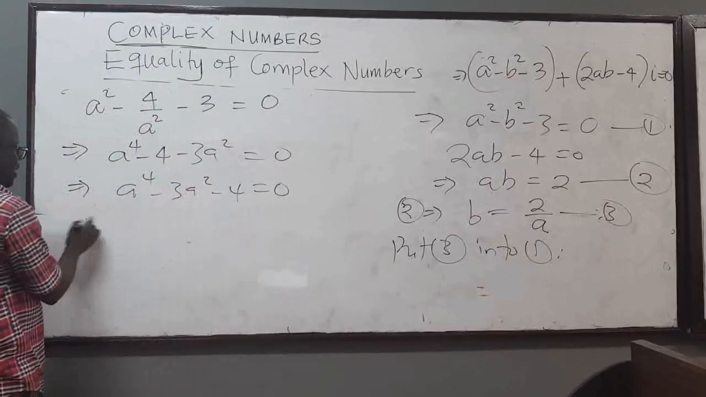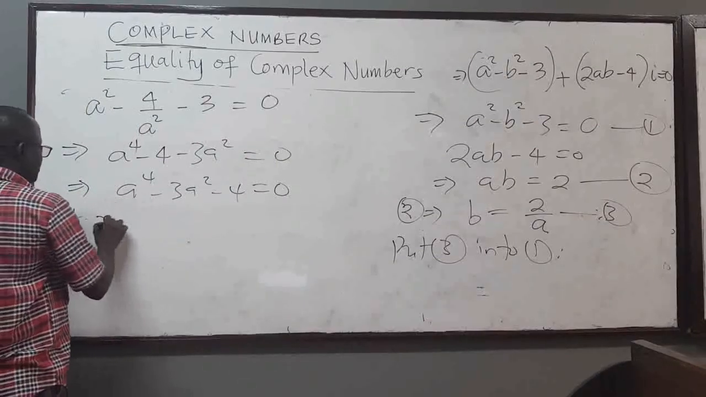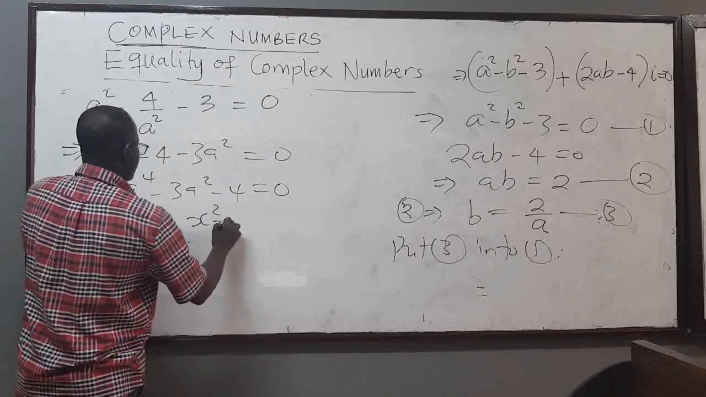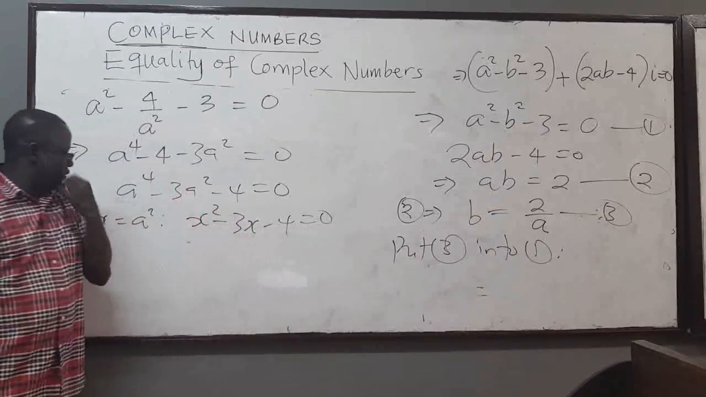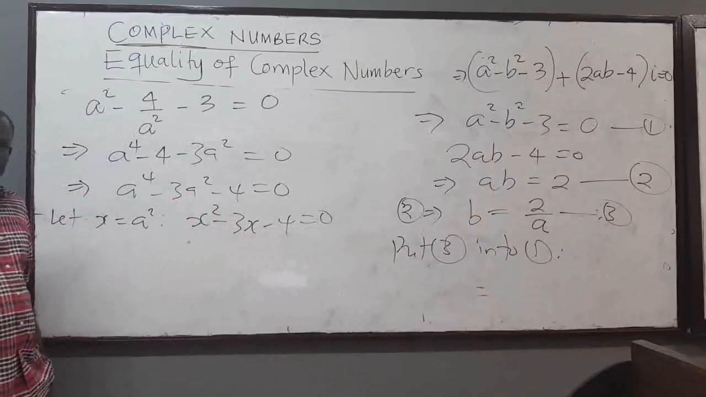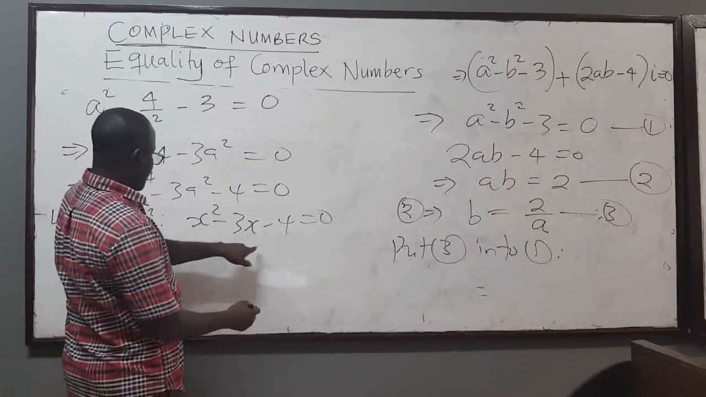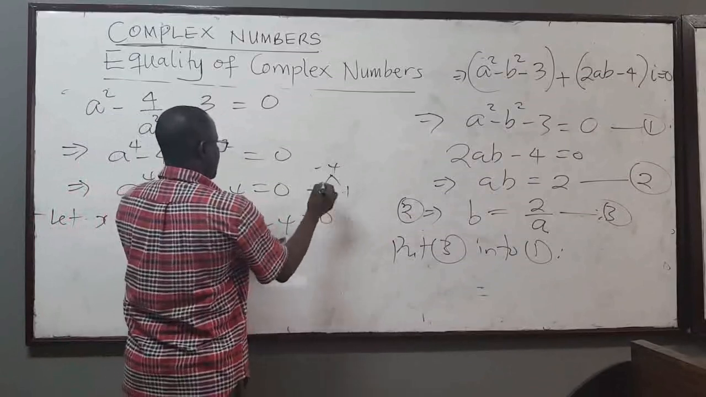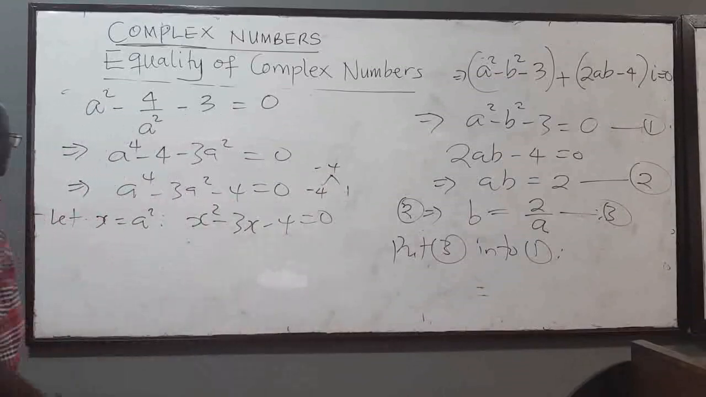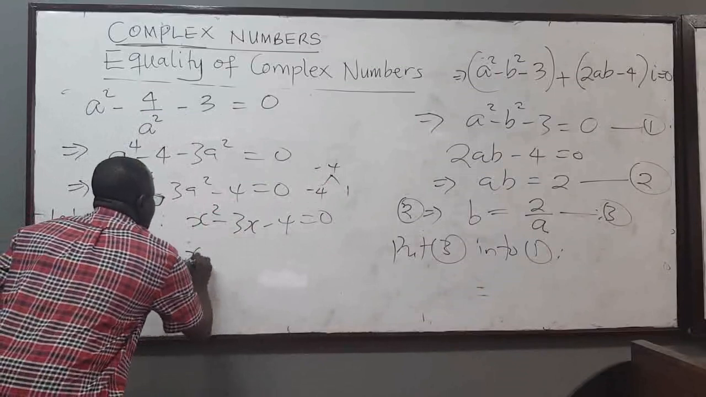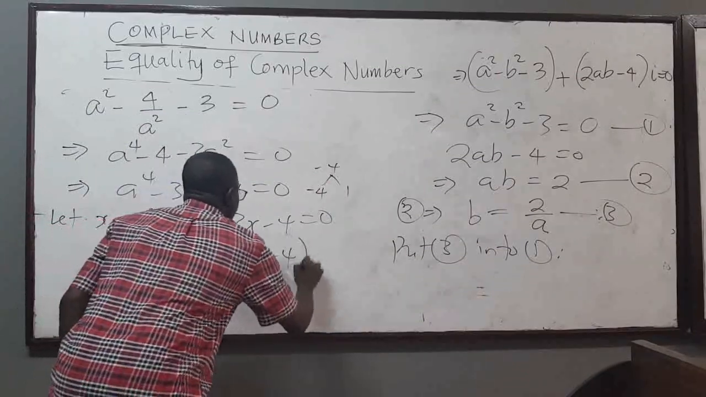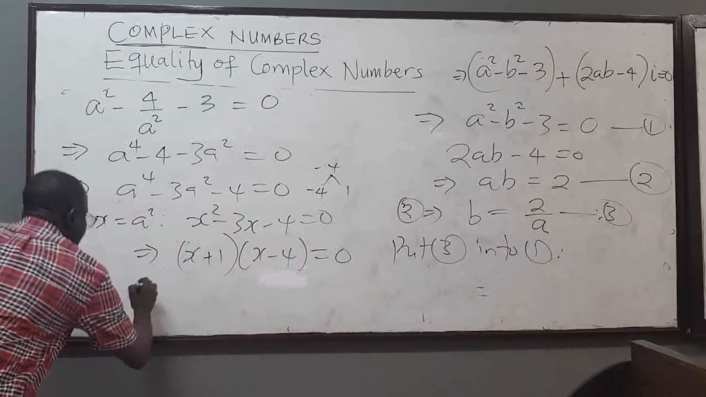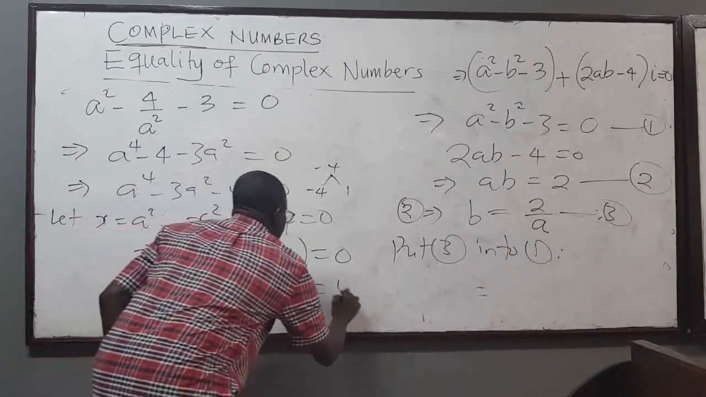It's a quadratic equation, right? If you want to see that, you can let x be a squared. If x is a squared, then a to the power 4 is x squared. So x squared minus 3x minus 4 is equal to 0. You can solve this, and once you get x, you put it back and solve for a. The factors are negative 4 and 1, whose sum is negative 3. So this implies that (x plus 1)(x minus 4) is equal to 0, so x is negative 1 or x is equal to 4.